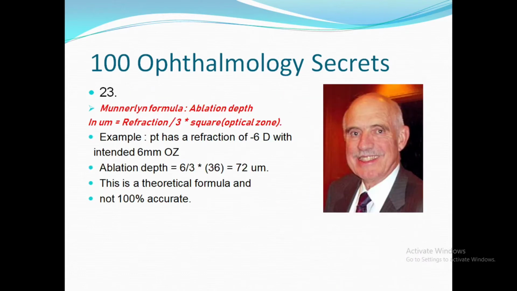I know this is a lot to process, so we have an example of a -6 diopters patient with intended optical zone of 6 millimeters. So ablation depth is 6 divided by 3 multiplied by 36, which is the square optical zone. So the ablation depth in this patient is about 72 microns. You need to know that this is a theoretical formula and it is not 100% accurate.